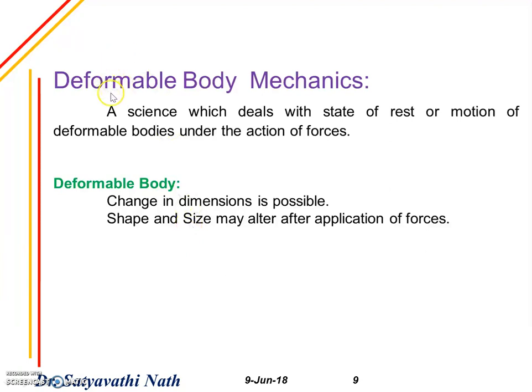Now, what is deformable body mechanics? Before going to see what is deformable body mechanics, first of all, let us understand deformable body. It is just opposite to rigid body. Here, under the application of forces, there is a possibility of change in dimensions. So, shape and size may alter after the application of forces. Now, the science which deals with the state of rest or motion of deformable bodies under the action of forces is called as deformable body mechanics.